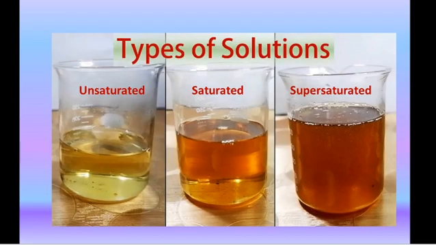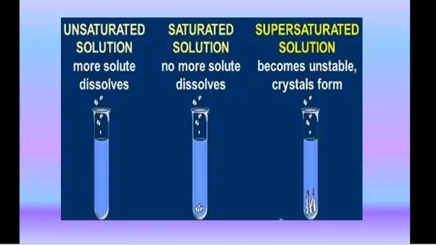This is a clear picture of unsaturated, saturated and supersaturated solutions. An unsaturated solution has a lesser amount of solute. In a saturated solution we cannot add any more solute to that solvent. A supersaturated solution becomes unstable, so it forms crystals or a precipitate at the bottom. If we add an excess amount of solute to the solvent, it forms crystals and precipitate.